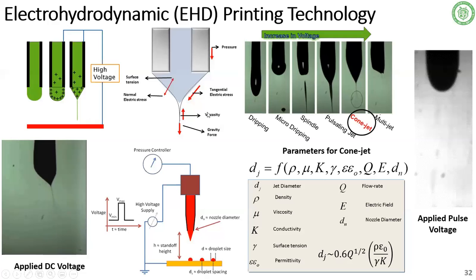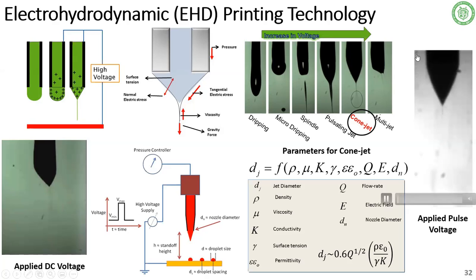Now, what is the physics behind it? Surface tension force is holding the liquid, but when we apply an electric field, the Coulomb force counters it and the liquid starts flowing. So when you apply DC voltage, you get a stable, single jet. But when you give pulse voltage, it becomes even-based, meaning it will go drop by drop.